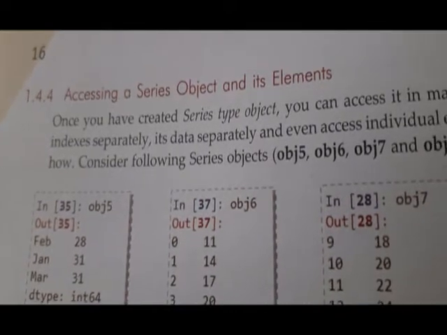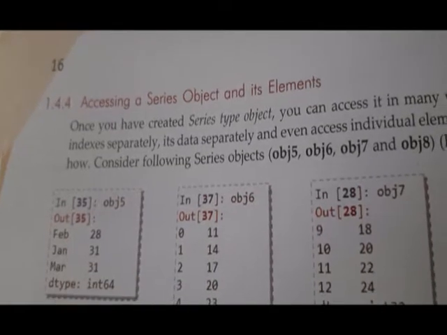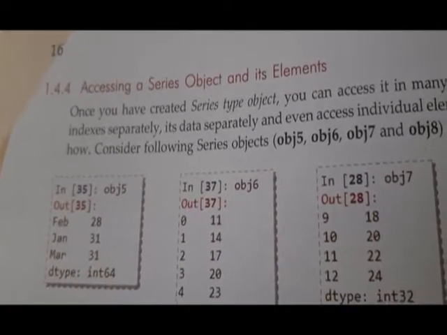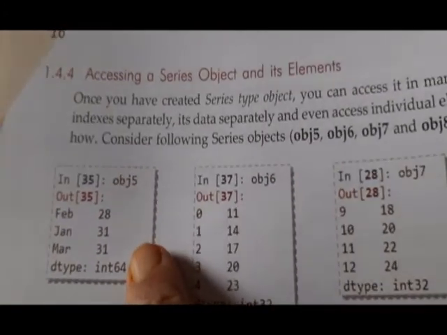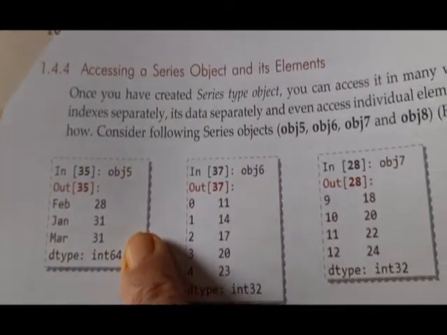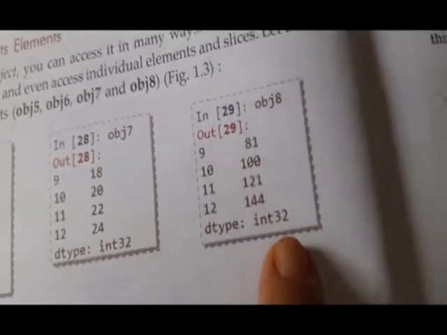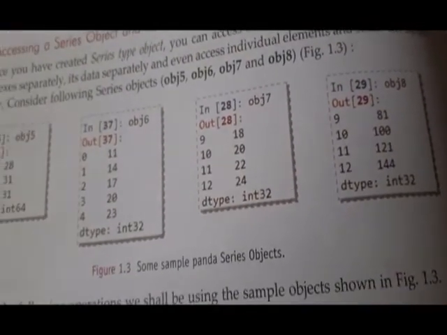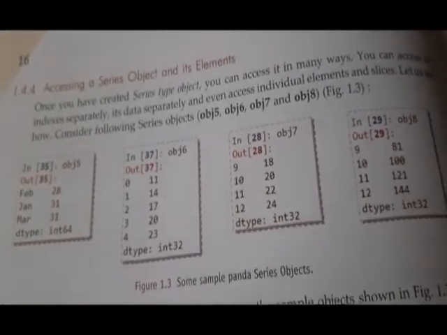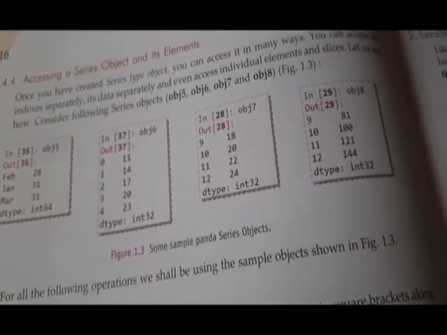Dear students, next is accessing a series object and its elements, page 16 of your new book. We need the series objects obj5, obj6, obj7 and obj8 that I have created. I will show you how I created them, so once you go through it you will have practice creating the objects in different ways.